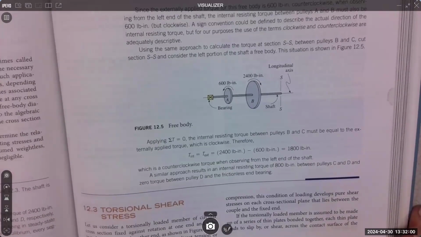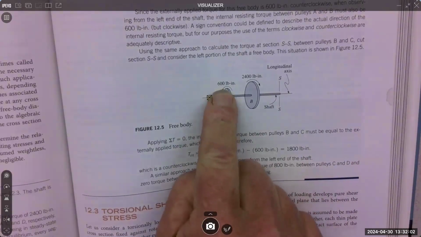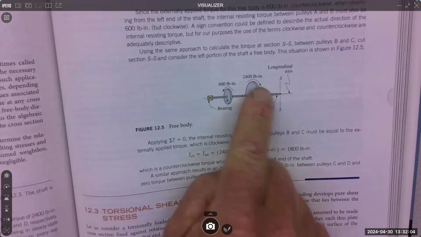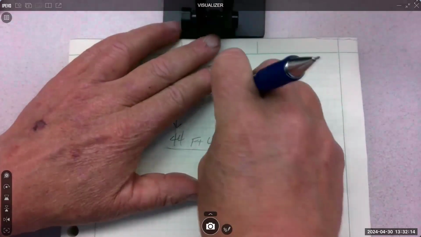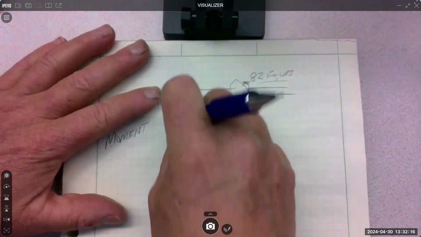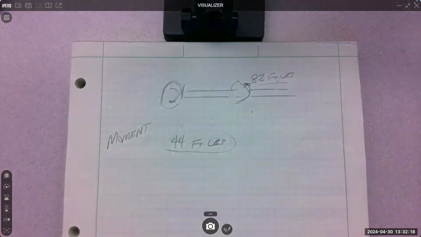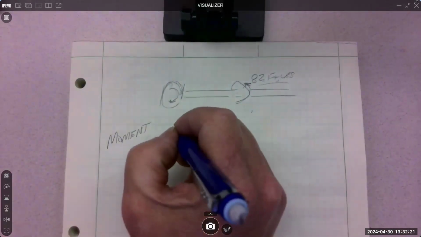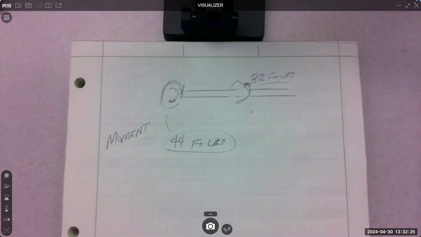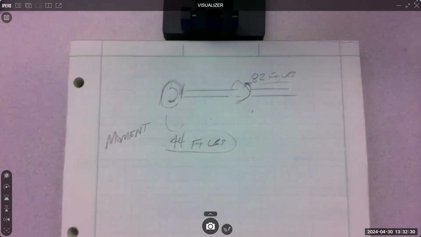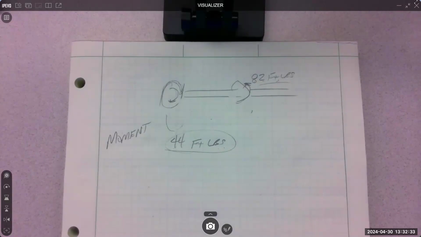Okay. So here you go. There's a rotation of 600 here, a rotation of 2400 here, going the opposite of each other. Same kind of thing. We have a rotation of 82 going one way. This rotation, I could maybe just take the arrows off, because there are twisting effects, right? And then we got 44 going here. So, torsion stress is that twisting effect, right? If the torsion stress gets too big, we get a torsion failure.